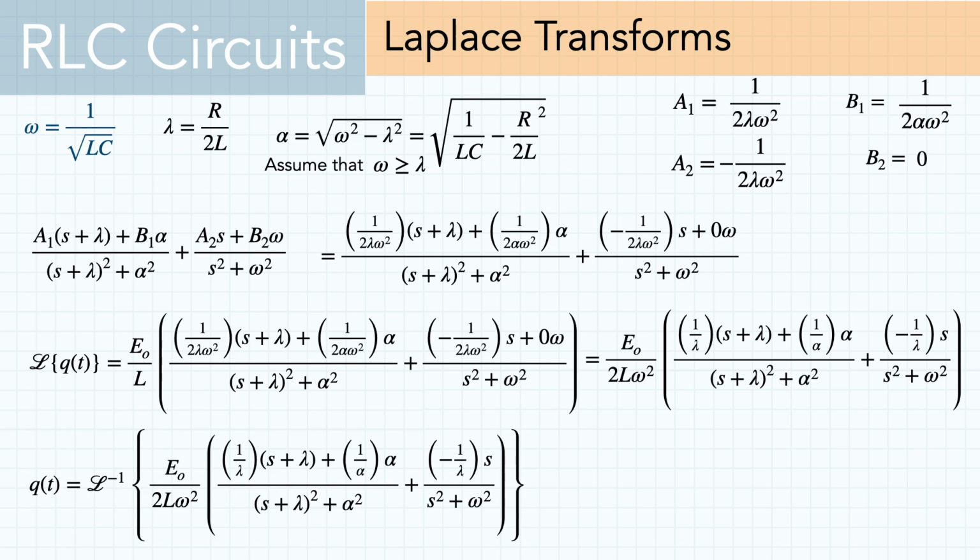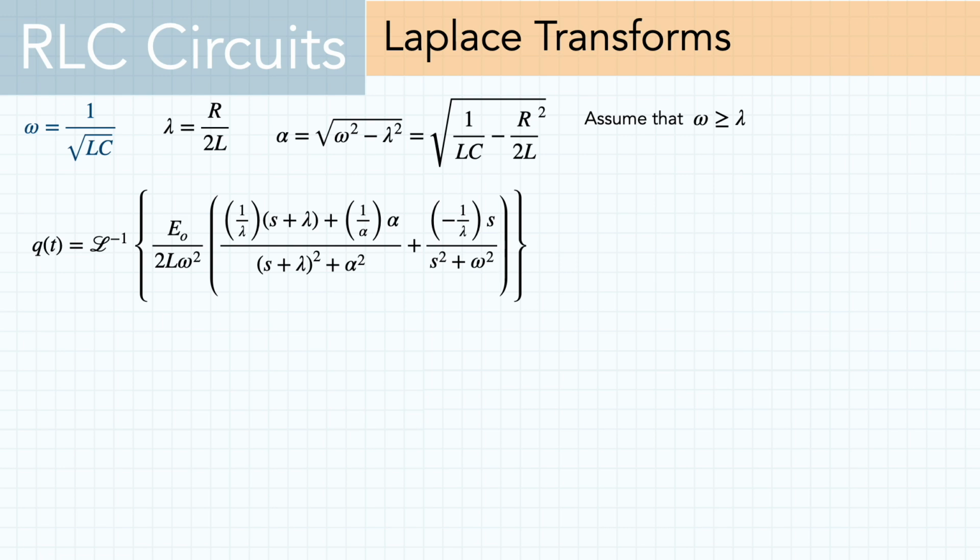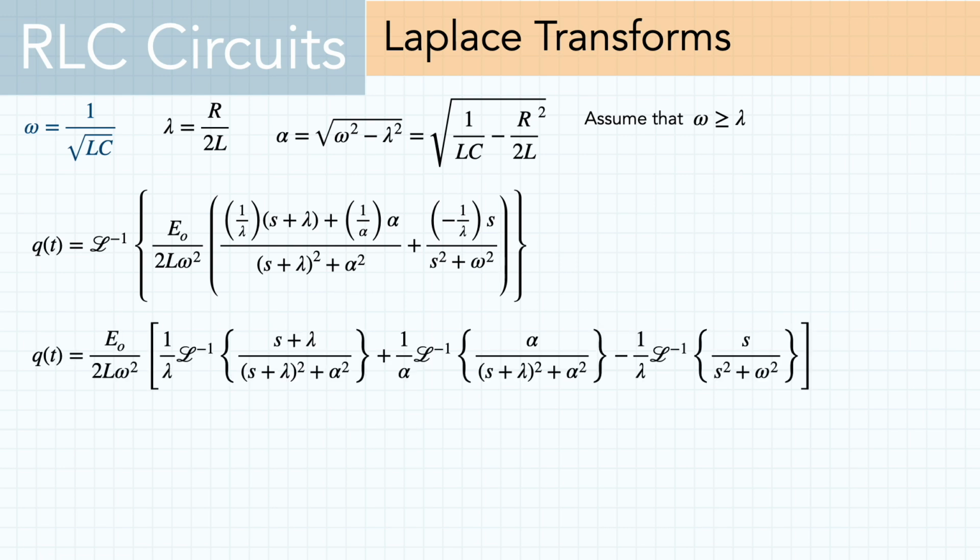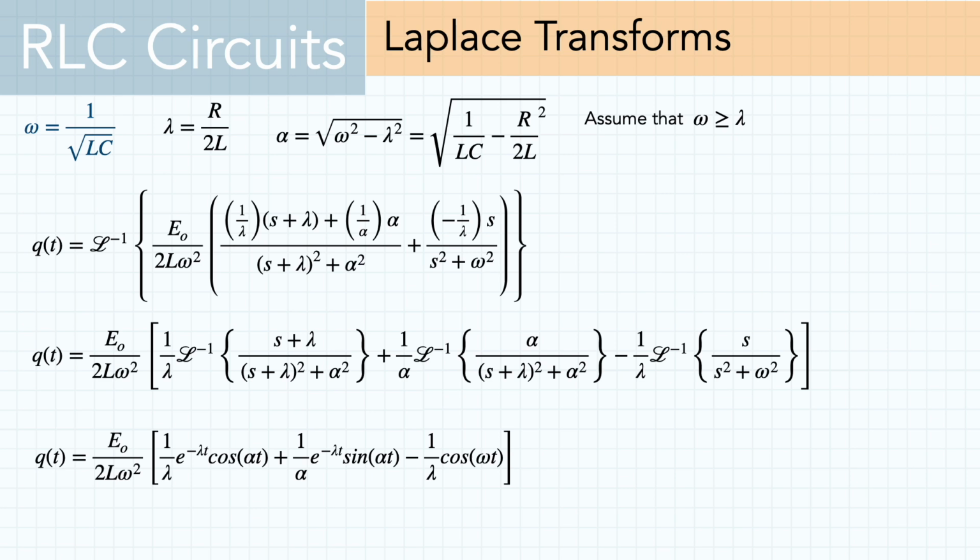From the first part, we can factor out a 1 over lambda, which is just a coefficient, and take the inverse Laplace of (s plus lambda) all over (s plus lambda) squared plus alpha squared. This will equal e to the negative lambda t times cosine of alpha t. Then for the second term, we can factor out a 1 over alpha, and we're left with the inverse Laplace of alpha over (s plus lambda) squared plus alpha squared. This will become e to the negative lambda t times sine of alpha t.